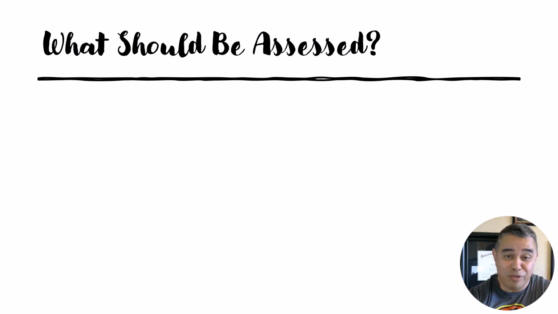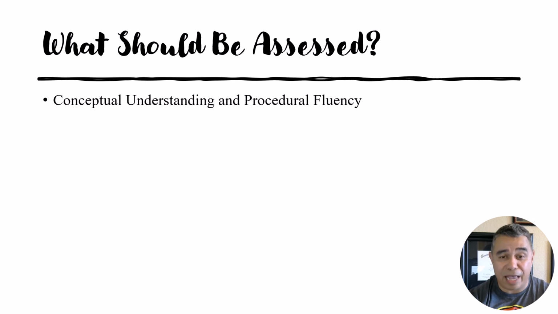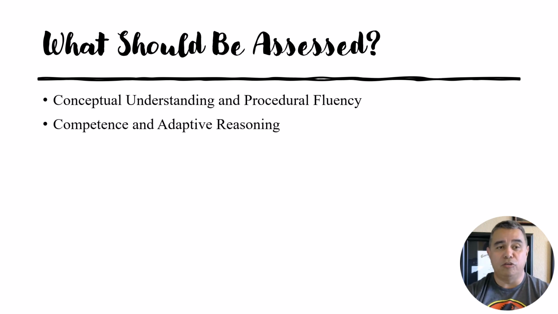Okay, that's really important. You should assess their conceptual understanding and procedural fluency. Okay, can they solve the problem procedurally? Do they understand the concept? You got to assess that. That doesn't necessarily happen at the same time, though. It can happen at the same time, but it could also happen at different points during the entire process of learning. You should assess their competence and their adaptive reasoning. So did they adapt to the changes in a problem? Did they adapt to the thinking of the problem? Are they competent enough in the concept that they could give you good answers?